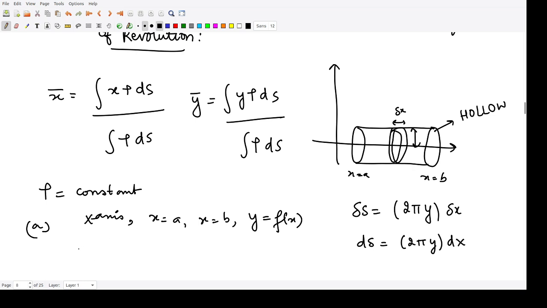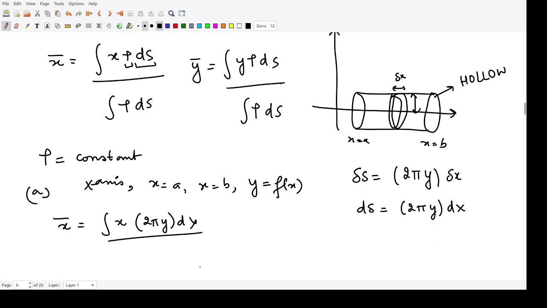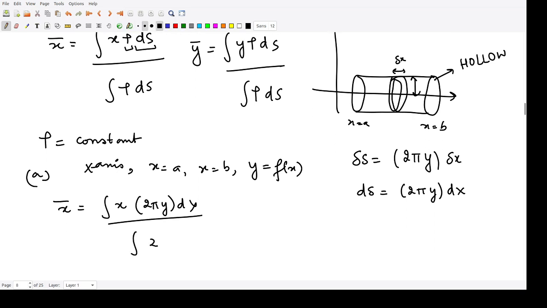So the x coordinate would simply be integration x, and we take rho to be 1. What is the value of this ds? ds is 2 pi y dx, divided by integration 2 pi y ds, right? And the coordinate for y would again be 0 because the coordinate here will also lie on this. This is the coordinate for the center of gravity. It again lies on the y-axis, so its coordinate would also be 0.